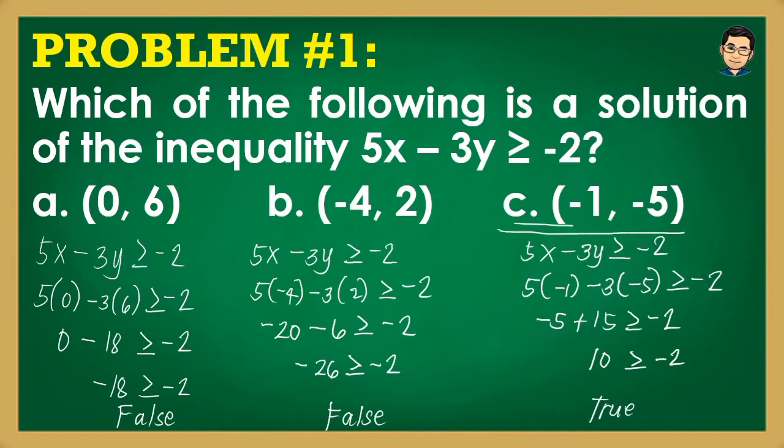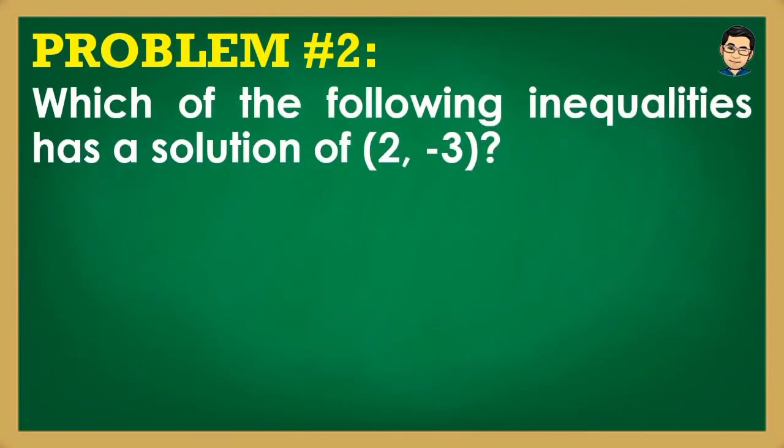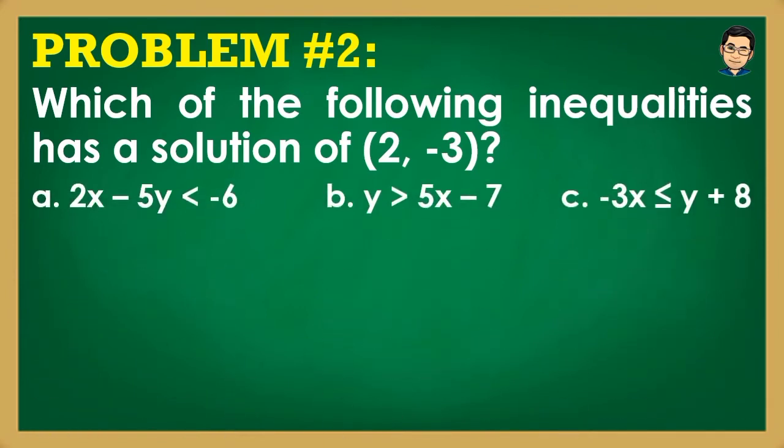So to answer the question, the ordered pair negative 1, negative 5 satisfies the inequality 5x minus 3y is greater than or equal to negative 2. So let's have problem number 2. Which of the following inequalities has a solution of 2, negative 3? So kung kanina given yung inequality and hinanap natin kung alin sa tatlong choices ang solution niya, ngayon naman, given na yung solution, hahanapin natin alin sa tatlong inequalities na ito ang isasatisfy niya. So magiging true yung statement.